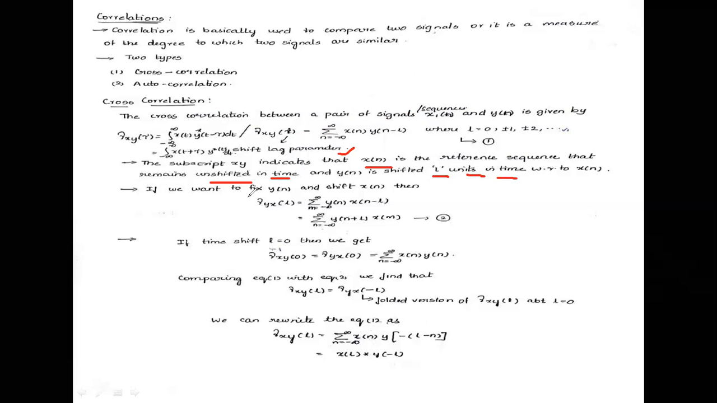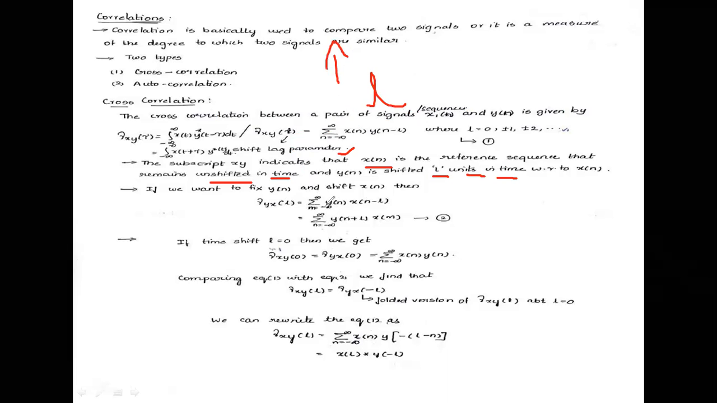Okay, if you want to fix y of n and shift x of n, then that is r yx. So, interchanging, we check whether the commutative law is obeyed or not. Now you can see r yx of L; I am taking tau for the continuous case and L for the discrete case, my students. Otherwise, to avoid confusion, you can take k also. That is up to you.